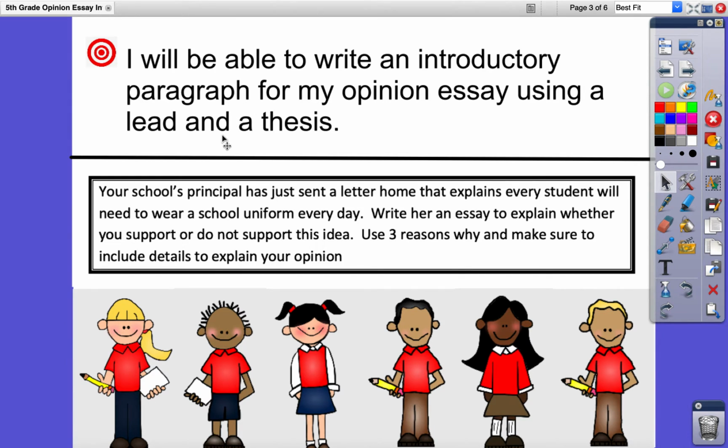So I'm going to read the first writing prompt that was sent home. It says, your school's principal has just sent a letter home that explains every student will need to wear a school uniform every day. Write her an essay to explain whether you support or do not support this idea. Use 3 reasons why and make sure to include details to explain your opinion.